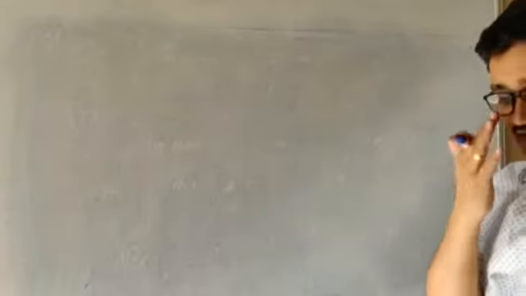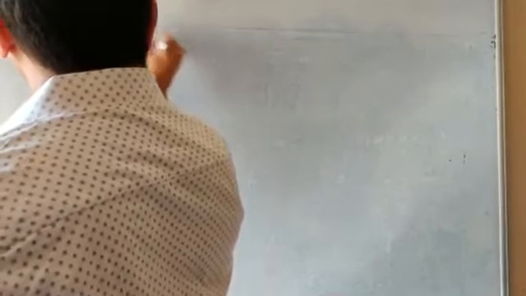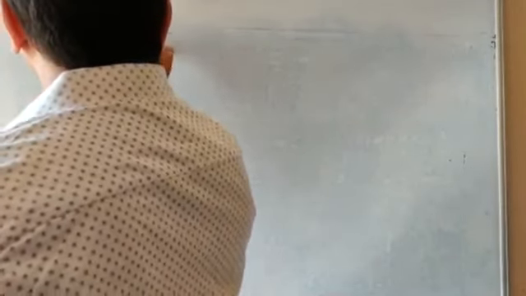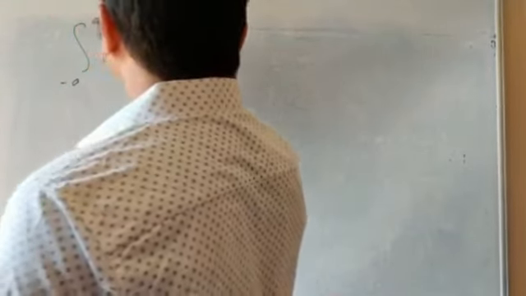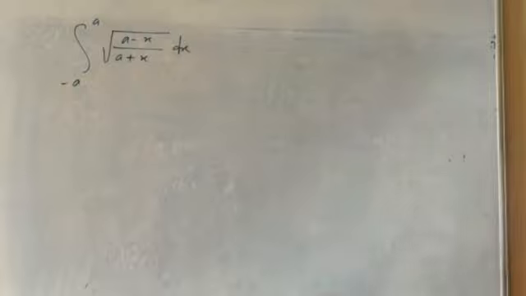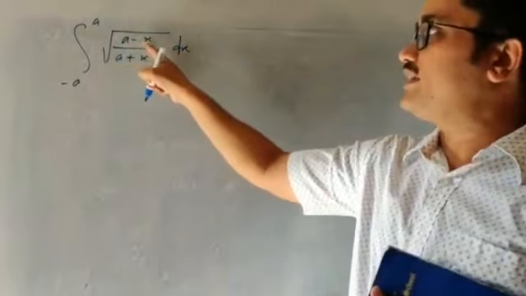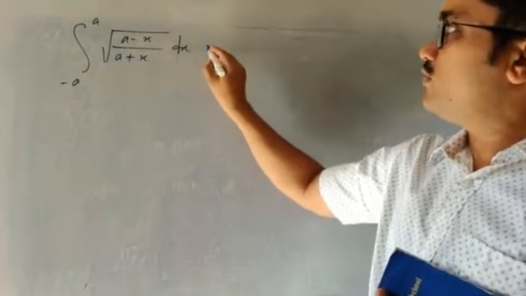Next one is integration from minus a to a of the square root of (a minus x) upon (a plus x) dx. Now these are important ones. What we do in such questions is, we don't want this a minus x here in the root. So what can be done here?